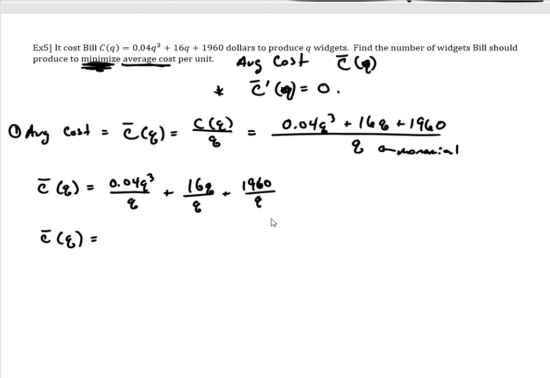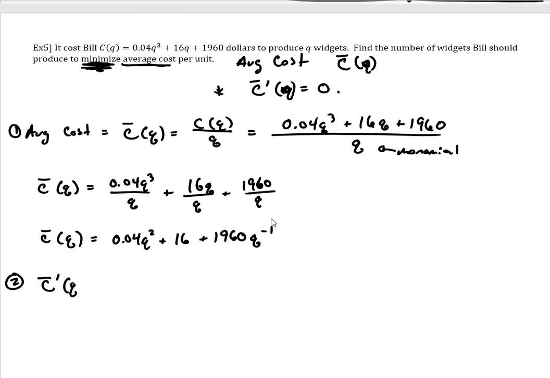So our average cost function is 0.04q squared plus 16. And then this I'm going to change into the negative exponent, so plus 1,960q to the negative 1. All right, so there's our average cost. And now I want to find the derivative.